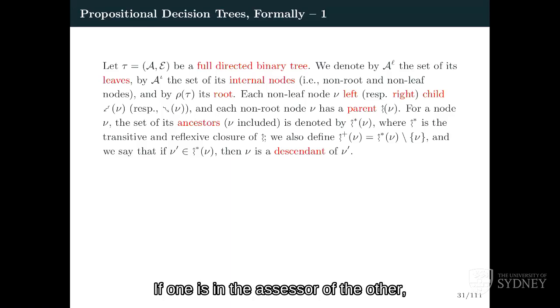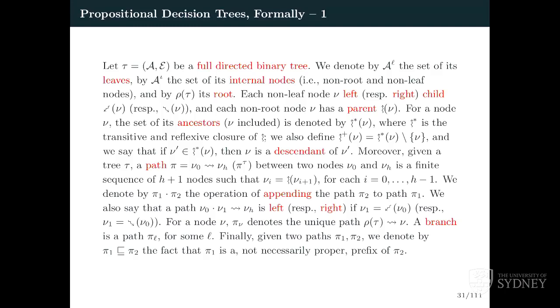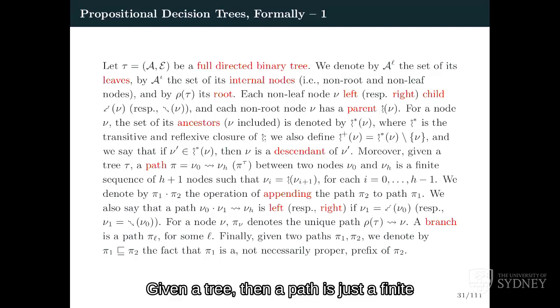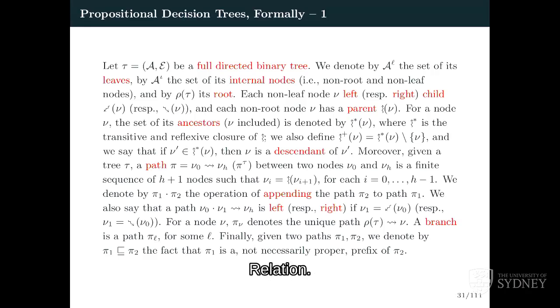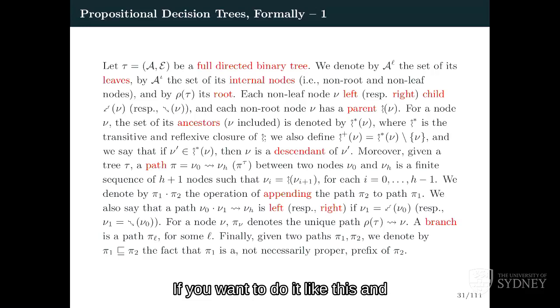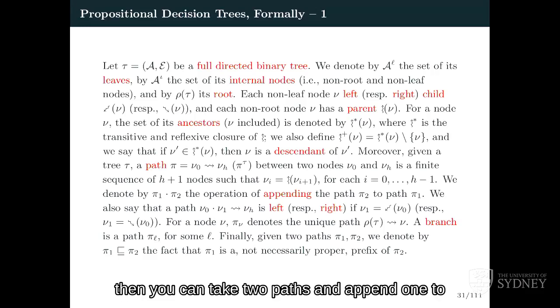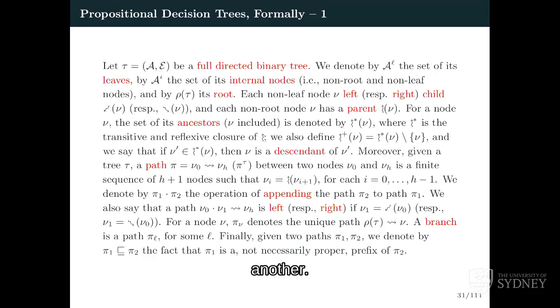If one is an ancestor of the other, then the other is a descendant of the one. Given a tree, a path is just a finite sequence of nodes, each connected to the next by the child relation. And then you can take two paths and append one to another. This is the basic operation that we can do on paths.